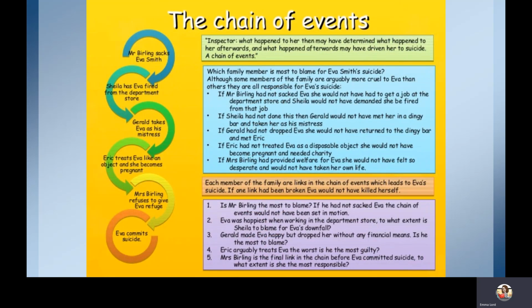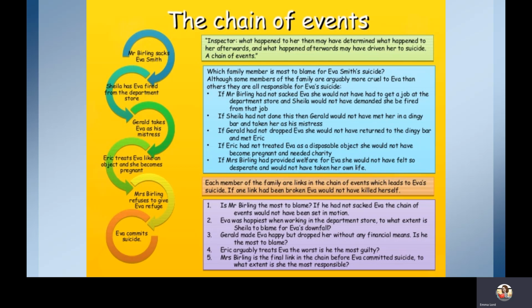We can see it as a chain of events, and this is actually a quote from the inspector himself. It's an interlocking play. One thing leads on to the next thing, and even as I just described there, Act 1 goes into Act 2 and Act 2 goes into Act 3. And this is one of the points that the inspector is trying to prove. They all played a part in this, and everything leads on to the next. So Mr. Birling sacked Eva, then Sheila has her fired as well, which just solidifies this feeling of isolation and destitution that Eva is experiencing.